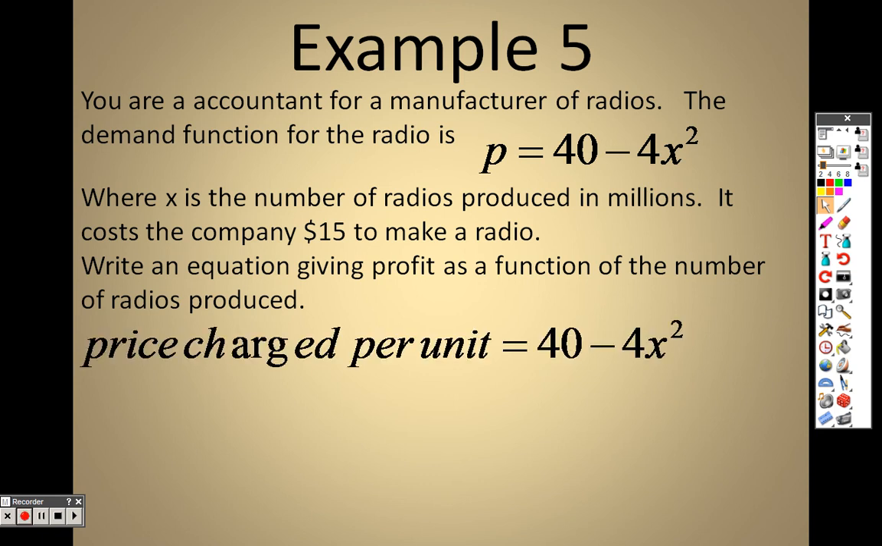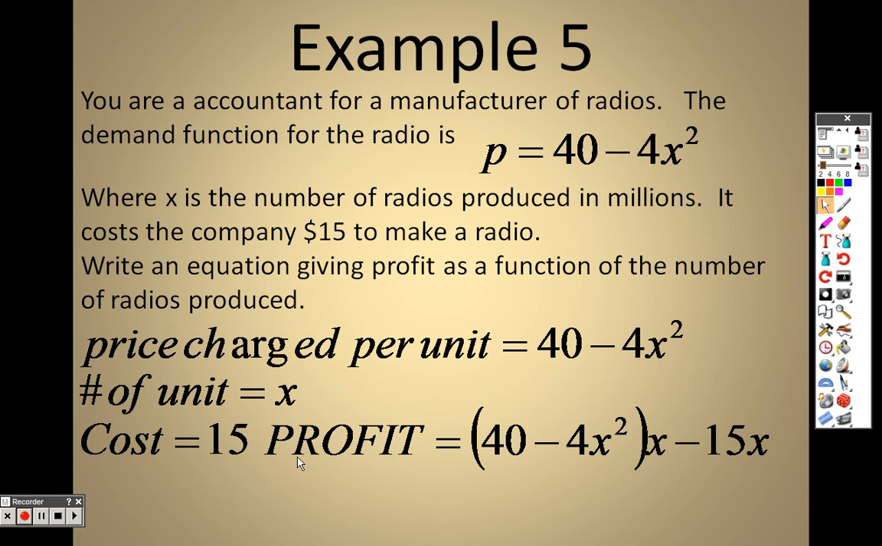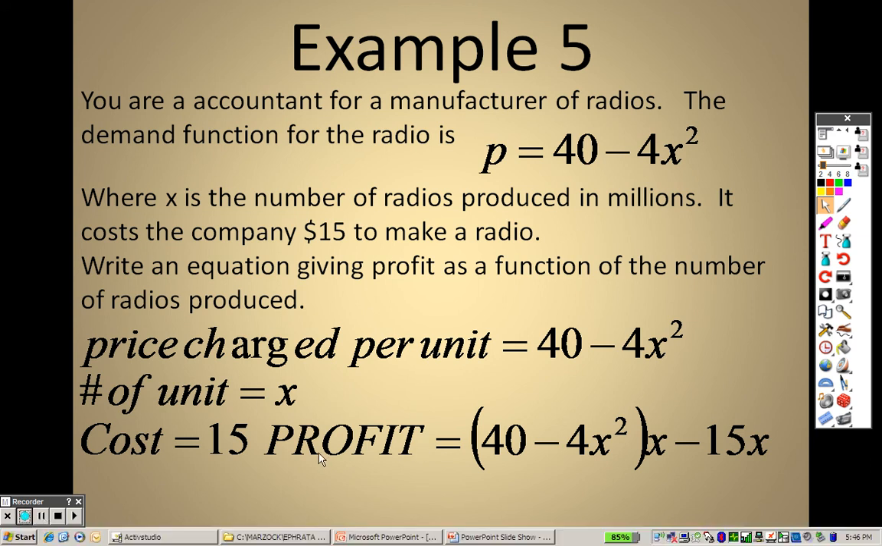Well, this is the price charged per unit. That's what it's saying. So that's the formula for the price per unit, and the number of units is x. Okay, so they're saying that the cost is 15. So when I go to set this up, the equation for profit is the price charged per unit, which is 40 minus 4x squared, times x, which is the number of units. And then we have to take away the cost per unit.